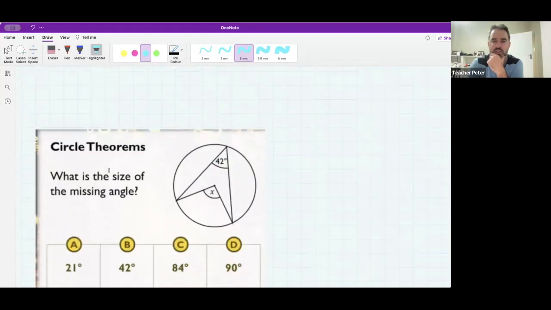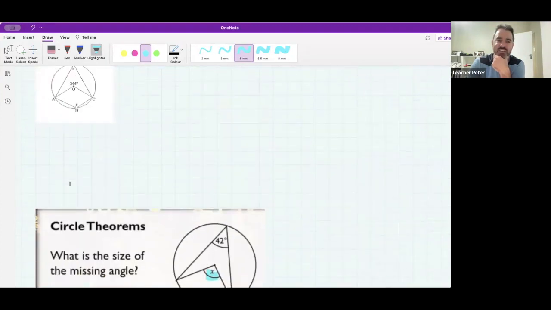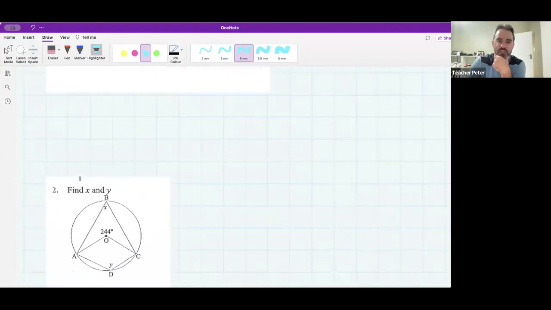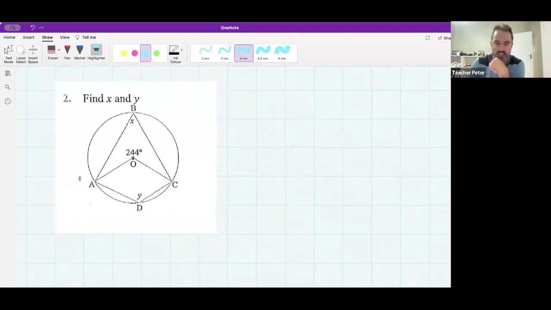So just to go back to this one, the correct answer here would be C, which is 84. Okay, now, sneaky one. I want you to find for me x and y here. Oh, and ABCD has its own special name, which I'll talk about now. But let's see, can we find x and y?